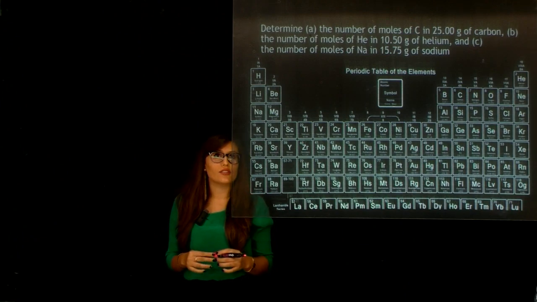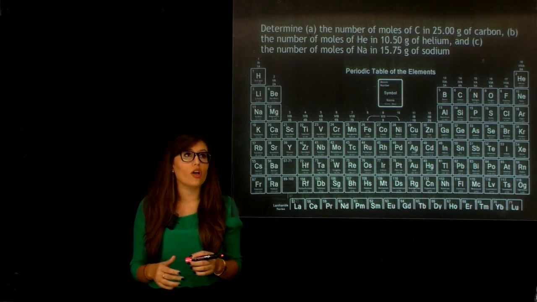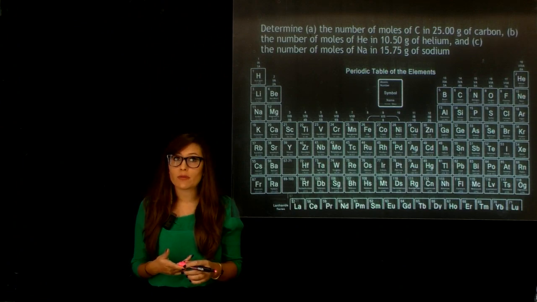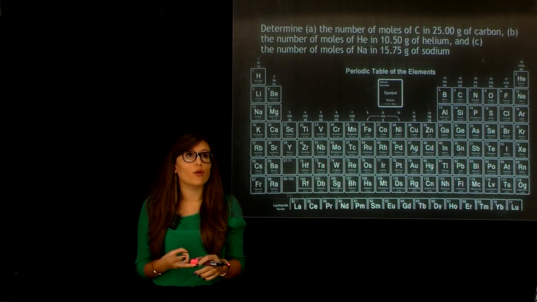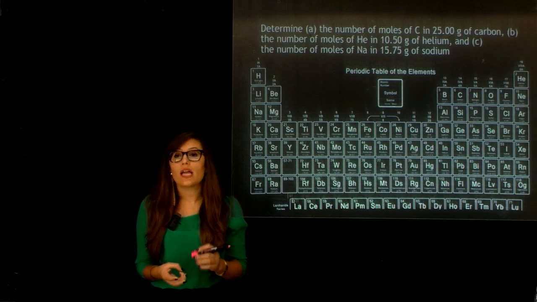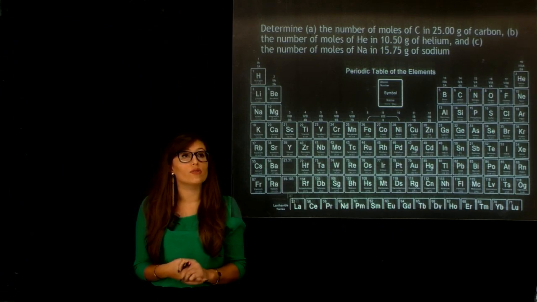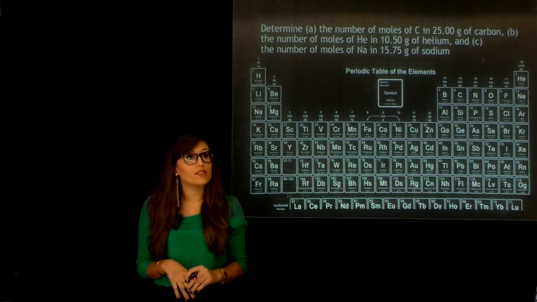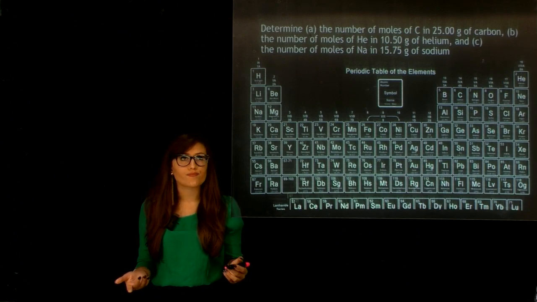The following problem states, determine the number of moles of carbon in 25 grams of carbon. Part B says the number of moles of helium in 10.50 grams of helium. And Part C says the number of moles of sodium in 15.75 grams of sodium.